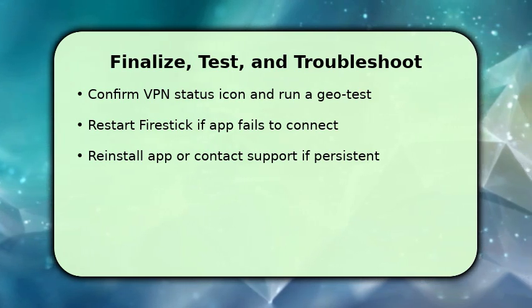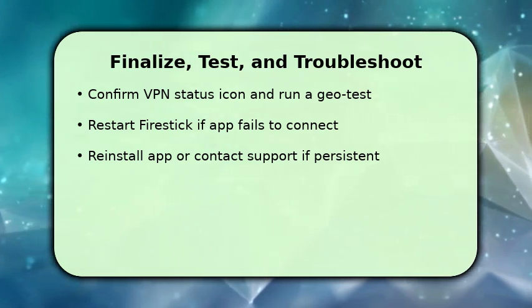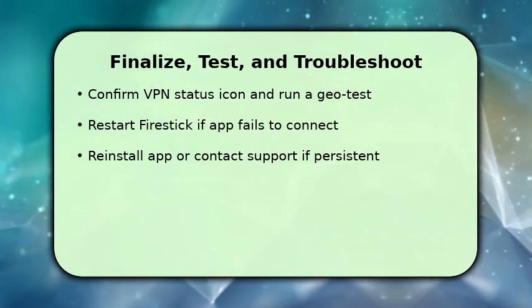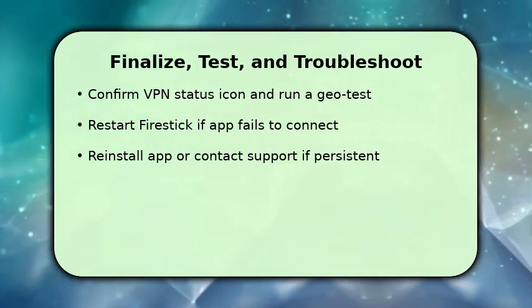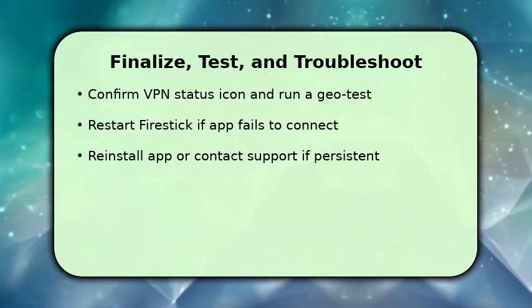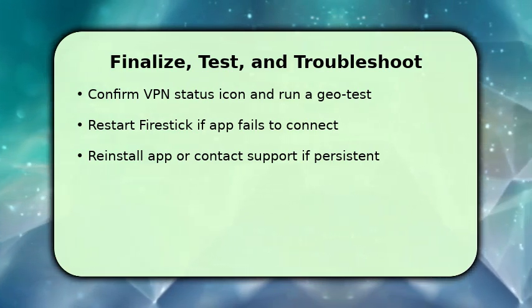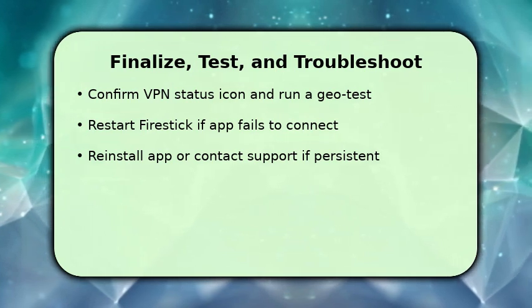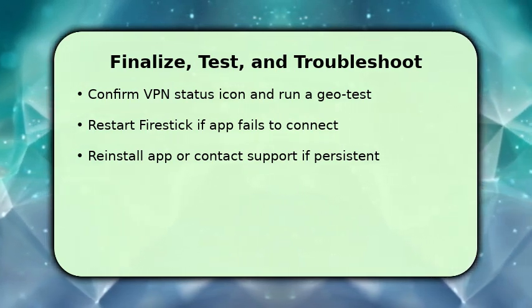Make sure your router doesn't block VPN protocols. Switch between UDP and TCP or try different ports in the app settings. If the VPN won't install or connect after these steps, reinstall the app. Update the Fire OS and contact the VPN provider for support. That usually fixes persistent problems.